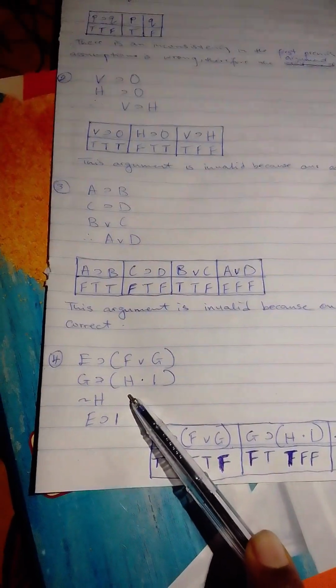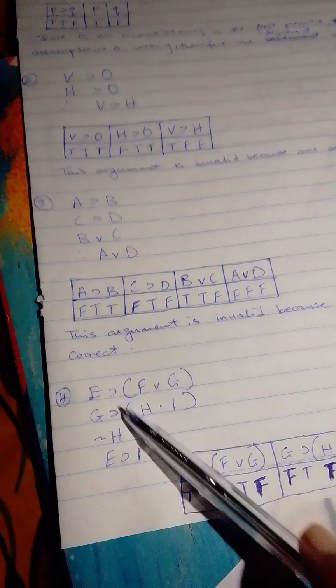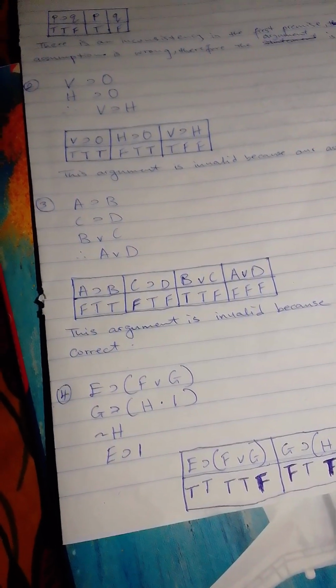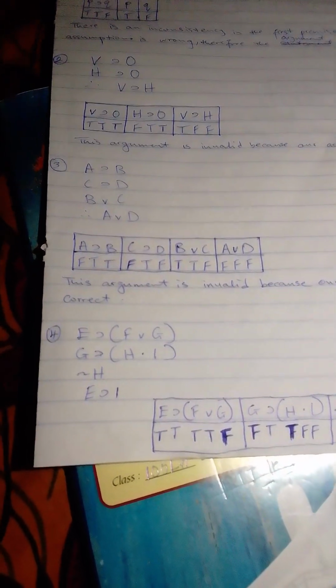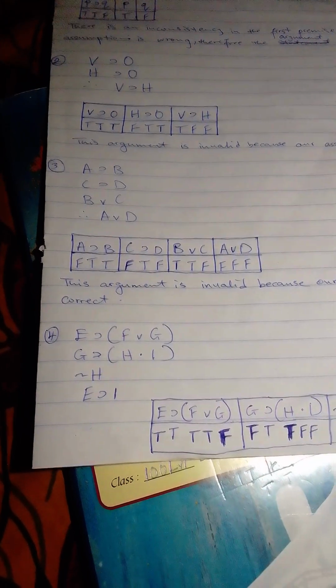Number 4. Number 4, these are our premises. As you can see, because of our time, let's go straight. We sketch out the premises: premise 1, premise 2, premise 3, and conclusion.